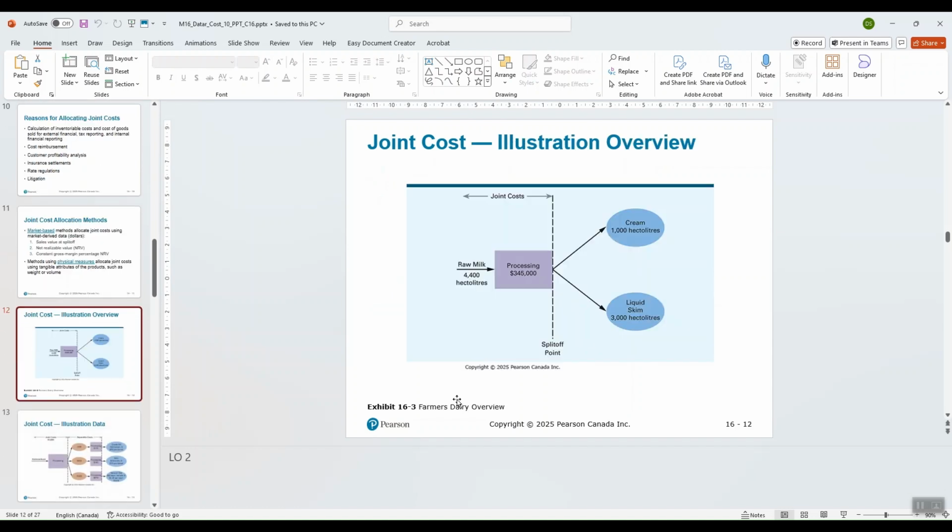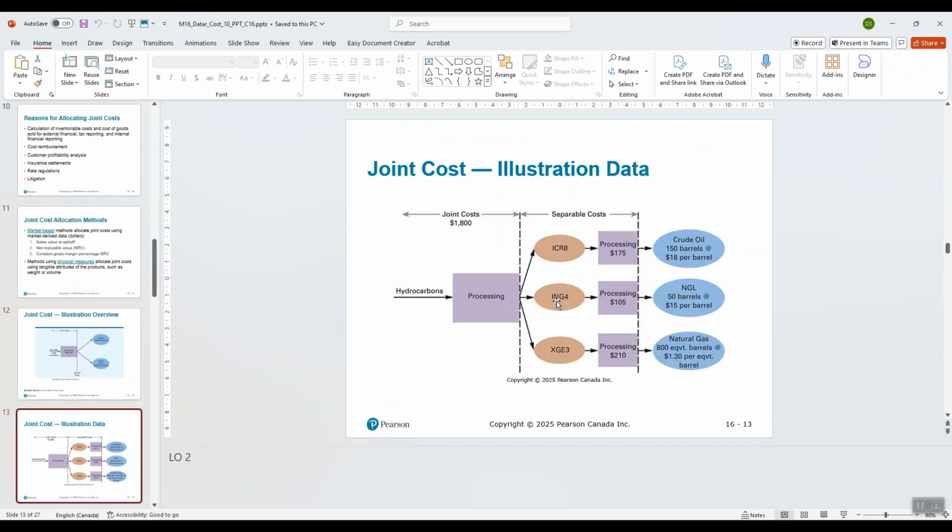So here's an example of the joint cost. You have raw milk that you purchase, which is 4,400 hectoliters, and the processing cost was $345,000. Out of that, they will produce 1,000 hectoliters of cream and 2,000 hectoliters of liquid skim milk, and this becomes a split-off point.